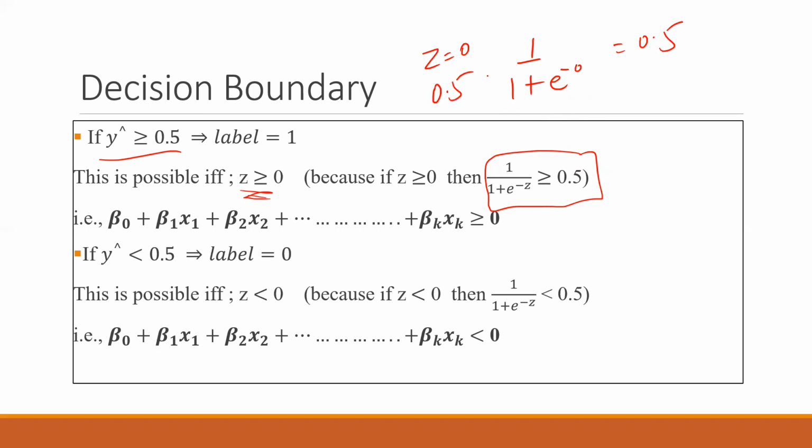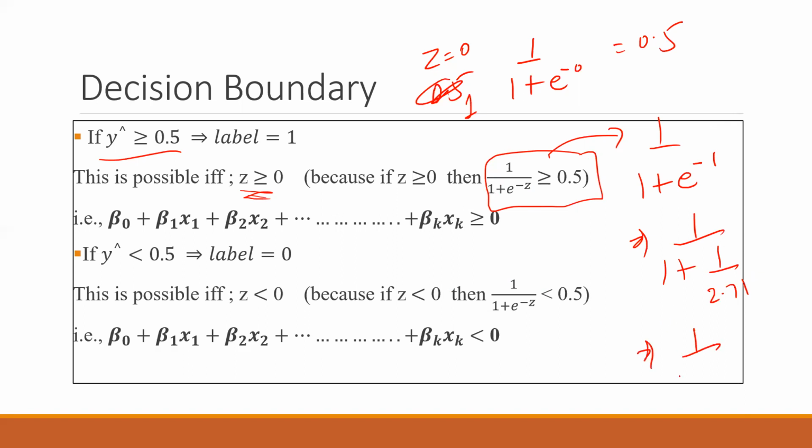But if it is greater than 0, let's say it is 1, and it will be easy for the calculation. So 1 upon 1 plus e to the power minus 1. If I solve this, it will be 1 upon 1 plus 1 upon e, and the e value is 2.71 if I remember correctly. If you solve this, it will be 1 upon something greater than 1, and eventually it will be greater than 0.5.